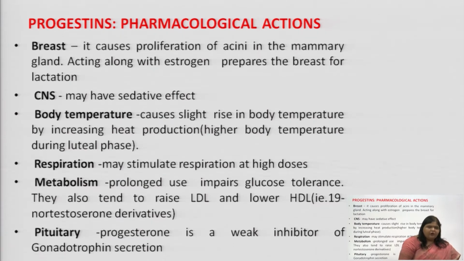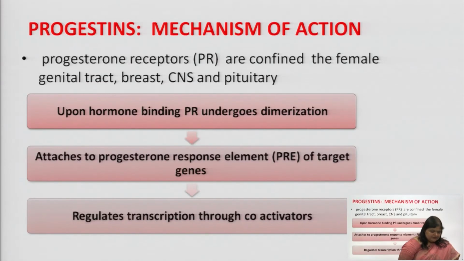Prolonged use of progestins can impair glucose tolerance, they also increase the LDL and lower the HDL level. Then it is also a very weak inhibitor of the gonadotropin secretion. So, these are the pharmacological actions of the progestins. Now, how do these progestins act? What is their mechanism of action?